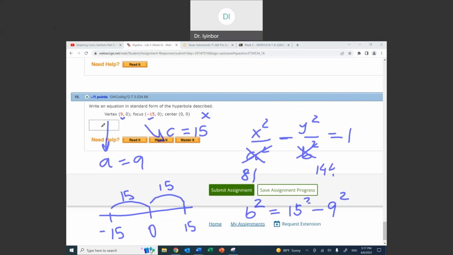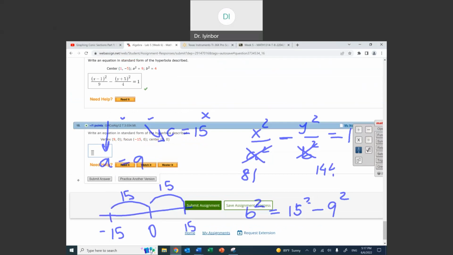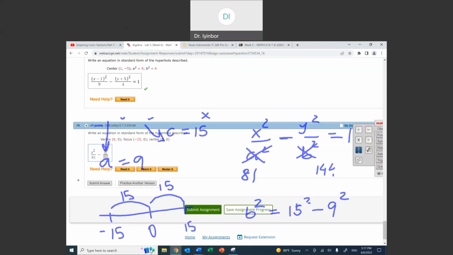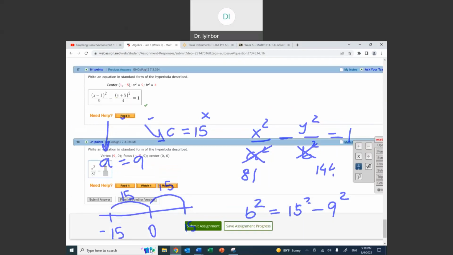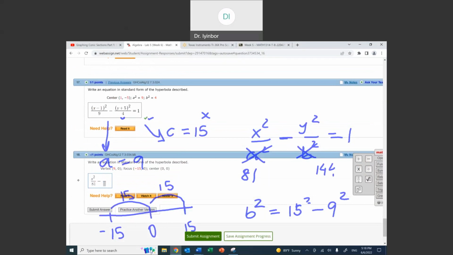The answer should be a fraction, x squared over 81. I'm going to plug it in so I can double check. Minus fraction y... Oh, I did another fraction. Hold on. Y squared over 144 equals 1. Make sure you always put equals 1.